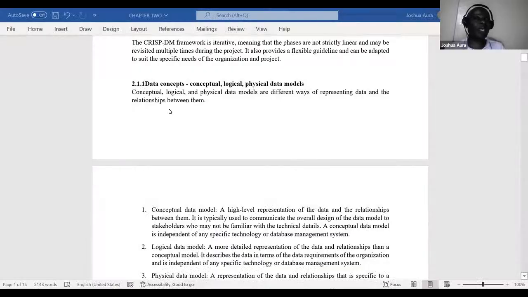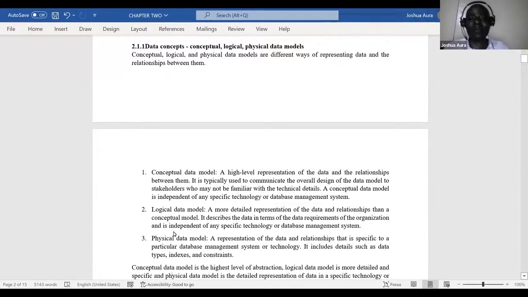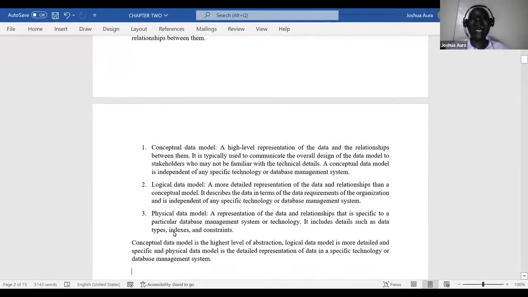When it comes to data modeling, conceptual, logical, and physical data models are different ways of representing data and the relationships between them. Listen here, conceptual data model: a high-level representation of the data and the relationships between them. It's typically used to communicate the overall design of the data model to stakeholders who may not be familiar with the technical details. It's a concept. A conceptual data model is independent of any specific technology or database management system.